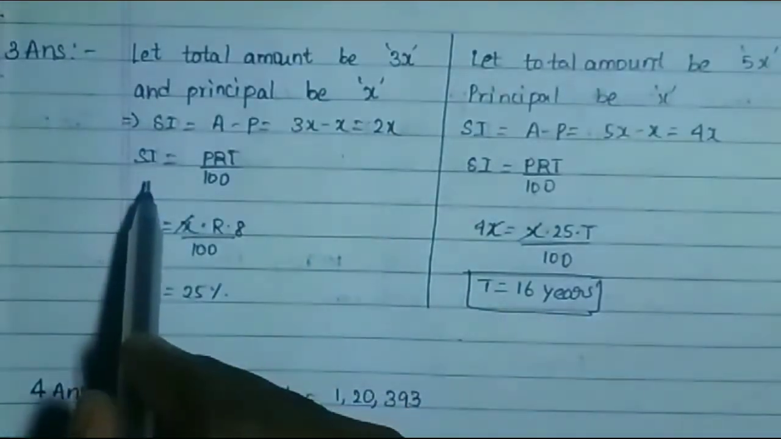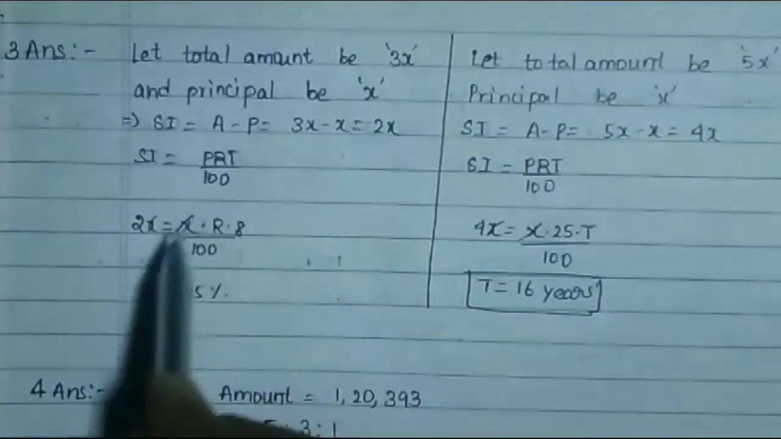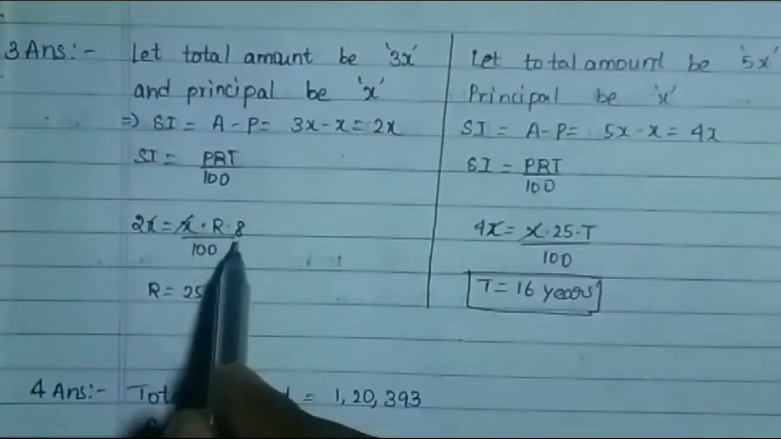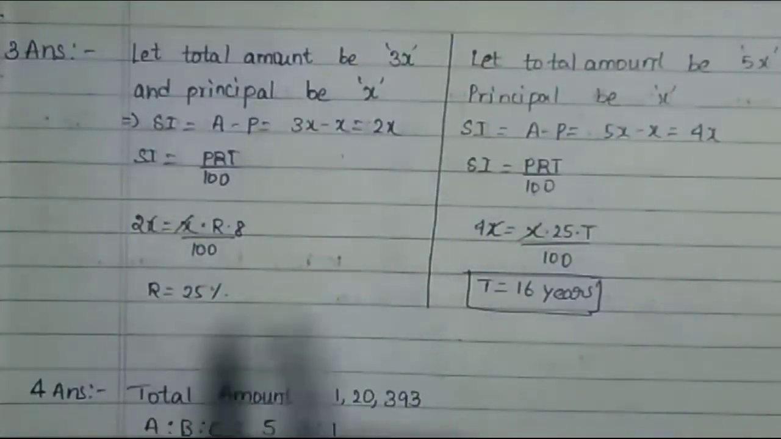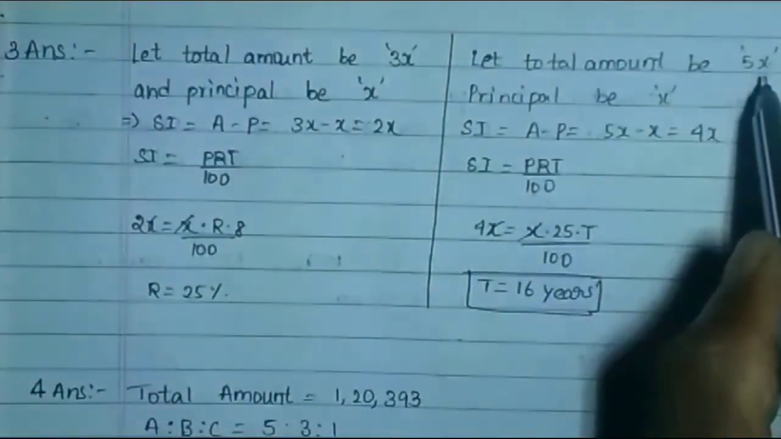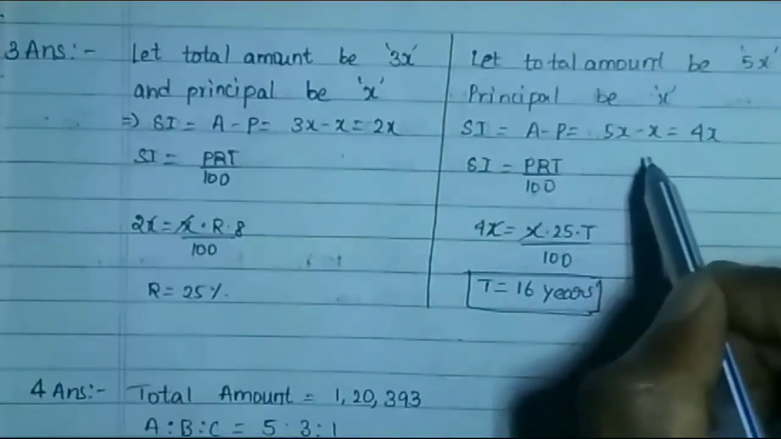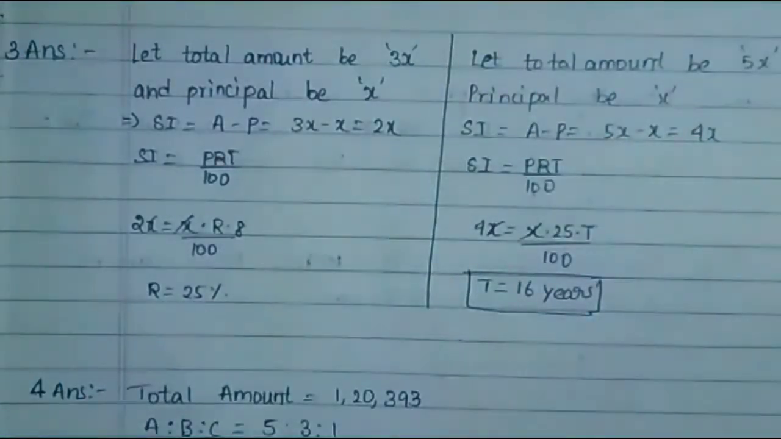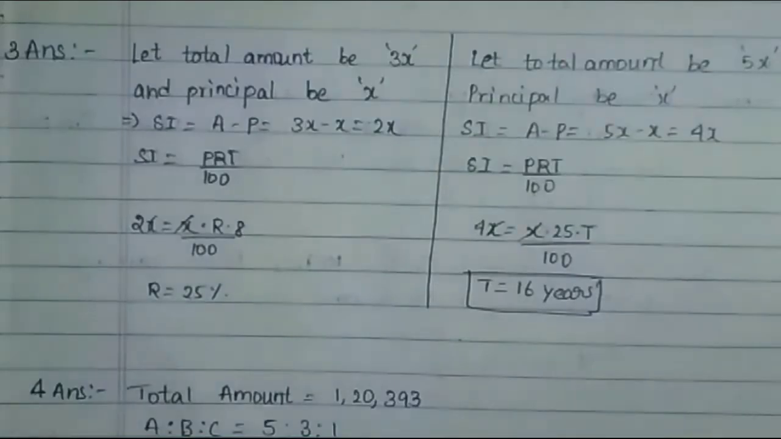From the formula, simple interest equal to PRT by 100. Substituting the above values, 2x equal to x into r into time 8 years, 8 by 100, we will get rate of interest 25%. From this rate of interest, let the total amount be 5x and the principal be x. Similarly, simple interest is equal to 4x, SI equal to PRT by 100, 4x equal to x into 25 into t by 100, which implies t is equal to 16 years.